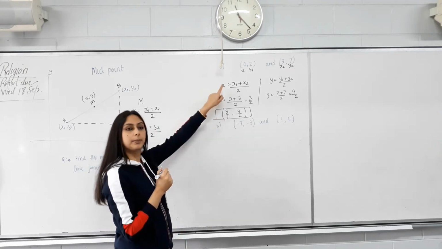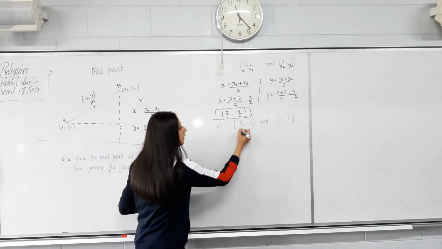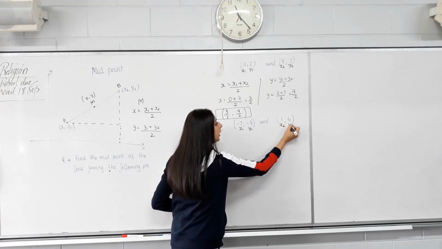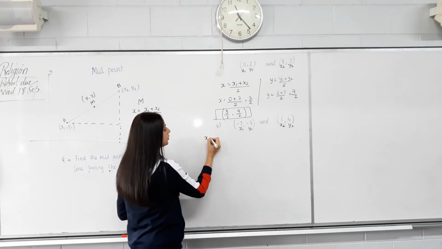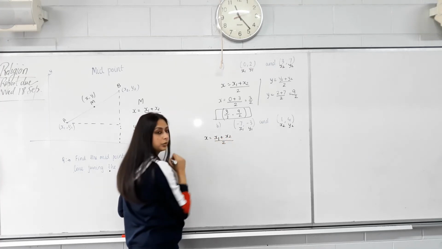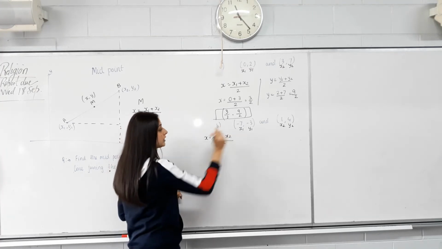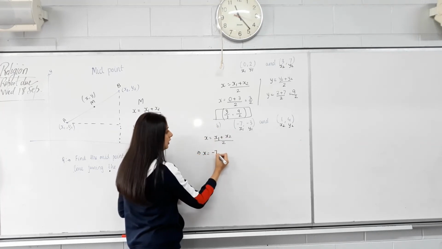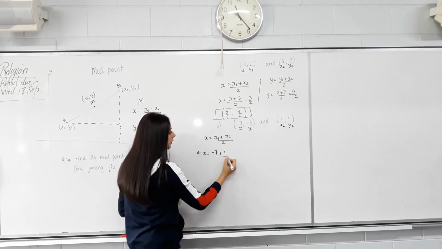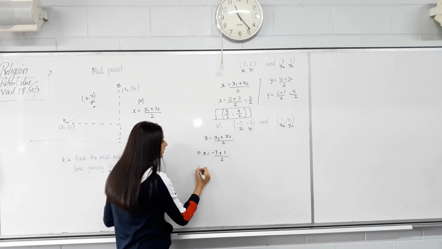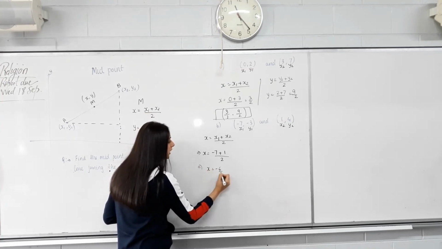So what's the first step? Label the points: x1, y1, x2, y2. x is equal to, write the formula, x1 plus x2 over 2. Now, we have to be careful because there's a minus sign. What's x1? Negative 7. Plus 1. What's negative 7 plus 1? Negative 6. So what's negative 6 over 2? Negative 3.